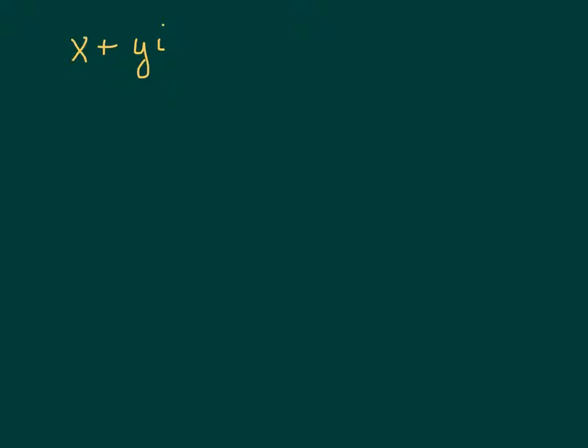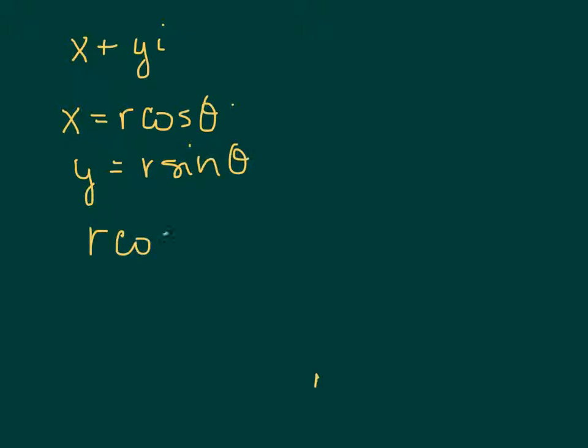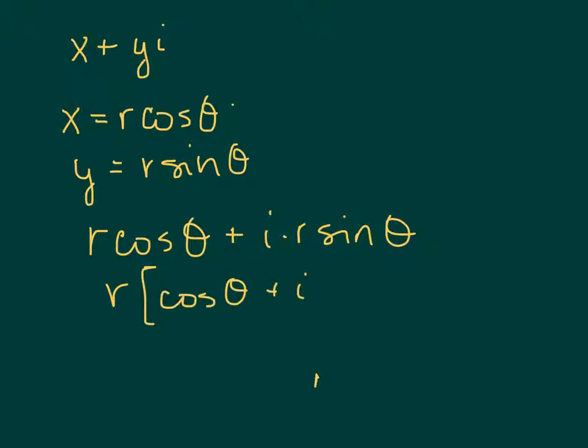But if we want to write this in polar form, we know that in polar form we have the equation x is r cosine of theta, and y is r times the sine of theta. So x plus yi could be rewritten as r cosine theta plus i times r sine theta. And what we normally do is pull out the r. So we have r times cosine theta plus i times the sine of theta. And if we're feeling kind of lazy, we can call this r cis theta, right? So cosine plus i sine theta.